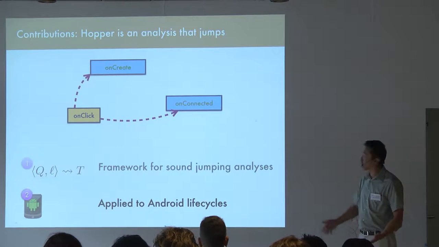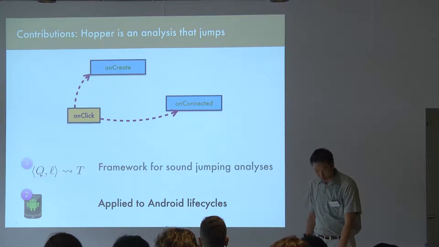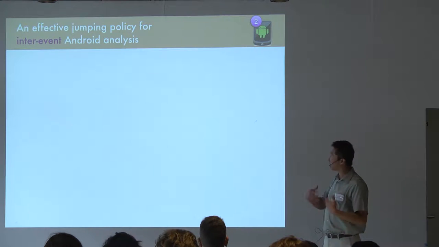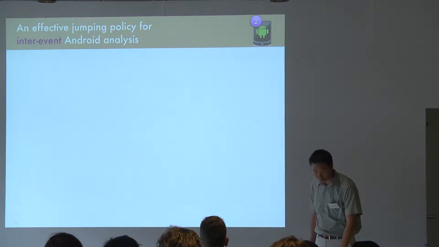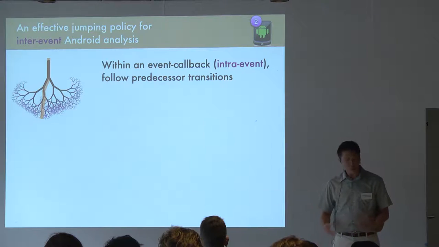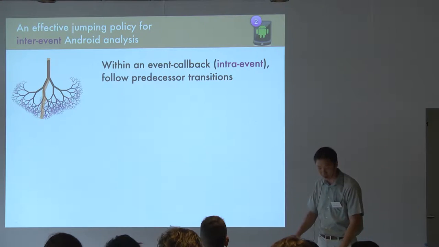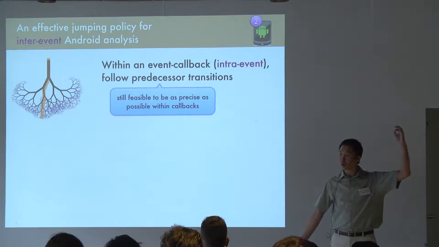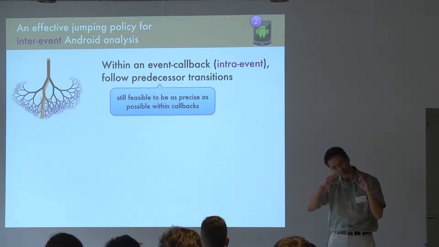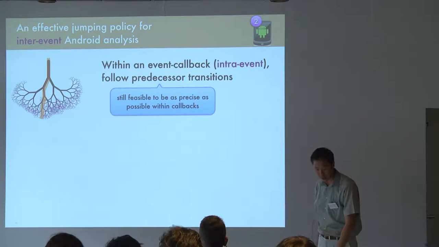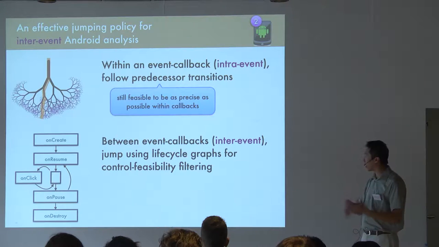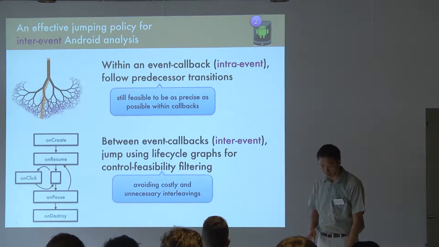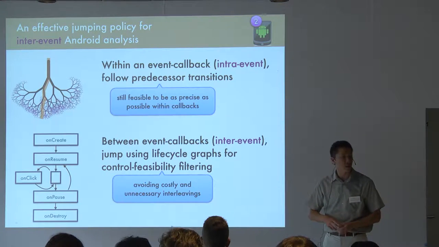So in summary, the contribution is that Hopper is an analysis that jumps. And how do we apply that to Android life cycles? That just amounts to instantiating that relevance relation with a particular policy for analyzing Android, and you can consider instantiating the framework for some other problem. Within an event callback, we just follow the predecessor transitions because it turns out it's still feasible to be as precise as possible within callbacks. You should think about an Android program not as one big program in the usual Java sense from main, but as a forest of lots of tiny little programs. Within one of these tiny programs, we are as precise as possible. But between event callbacks, that's where we use the jumping, using these lifecycle graphs about components to do this control feasibility filtering, avoiding that costly and unnecessary interleaving depending upon the query of interest.